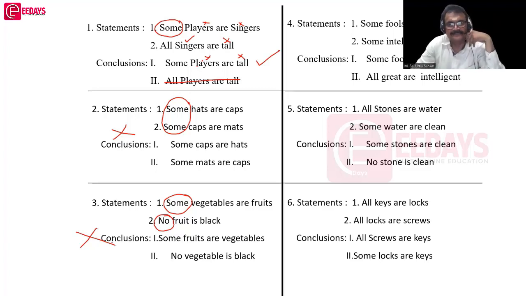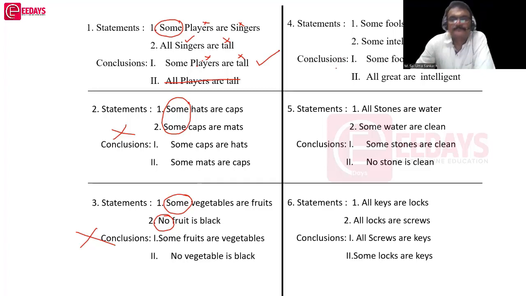Answer only in one second. Right, no problem. If one of the statements is particular and the other statement is negative, the conclusion must be particular negative. There is no particular negative conclusion. Just strike off that one. Go to the next one.